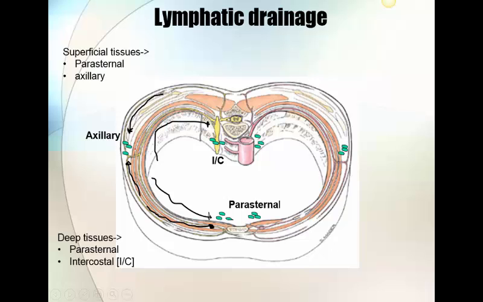The deeper tissues, which involve the muscle and the endothoracic fascia and so on, anteriorly they go to the parasternal group of lymph nodes, and posteriorly they travel to the intercostal group of lymph nodes. So this is fairly simple, not much explanation needed here. But I do want you to notice where the parasternal, intercostal and axillary group of lymph nodes are present.